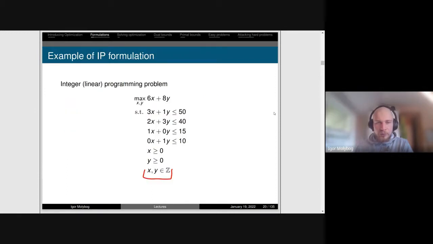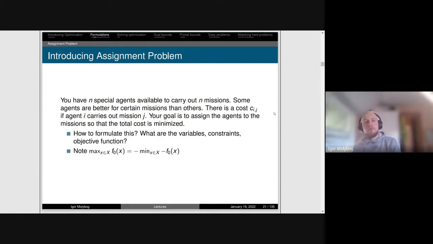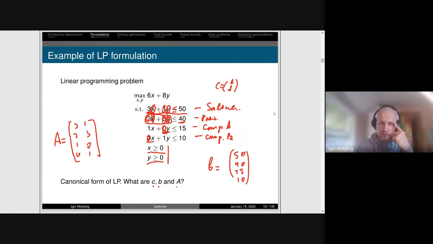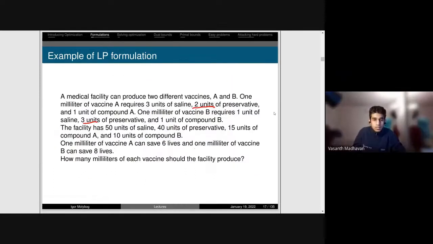Now let's switch from the problem with vaccines to the assignment problem. Okay, so let me first see if there are any examples about the vaccines. Any examples? Any questions?